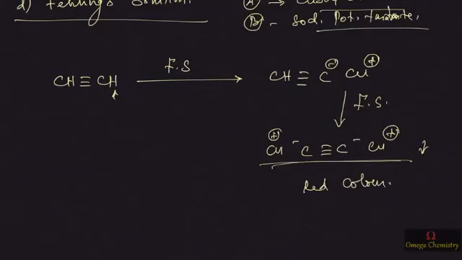Right. So remember, guys, this Tollens reagent and Fehling solution are useful only to detect alkynes, not alkenes, not alkanes. Okay, the compounds which have triple bonds, and that too, the triple bond should be present at the terminal carbon. Okay, that's all for now.